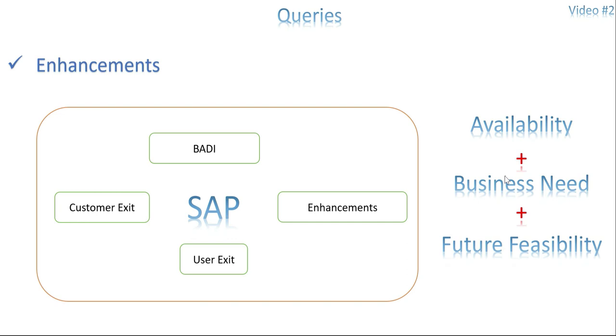So that's what I'm saying, I can't give a direct answer, like always go with implicit, or always go with explicit. Depending on these, we have to pick. Okay, depending on the requirement, availability, and then future feasibility, we have to pick which one works for my own scenario. Clear?